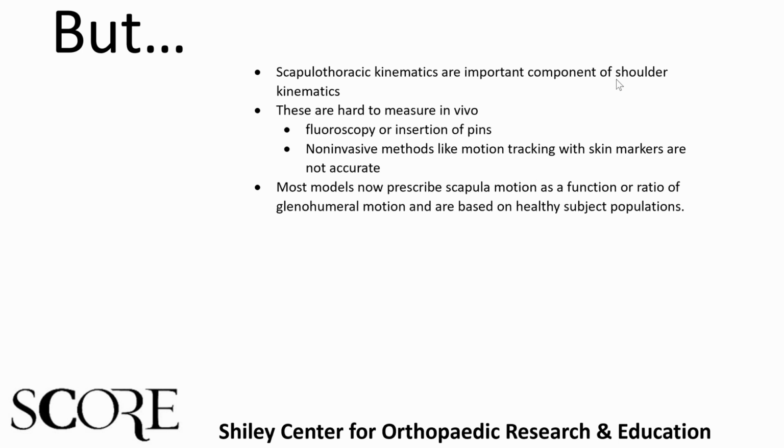Like I said before, most computer models of the shoulder now prescribe the scapular motion as a function of glenohumeral motion. But these are assumptions, and they're based on healthy subjects. These are linear regressions of the scapular motion as a function of glenohumeral motion. But what we're saying is that the scapular motion is an independent variable that doesn't always correlate in some prescribed manner relative to the humeral motion.